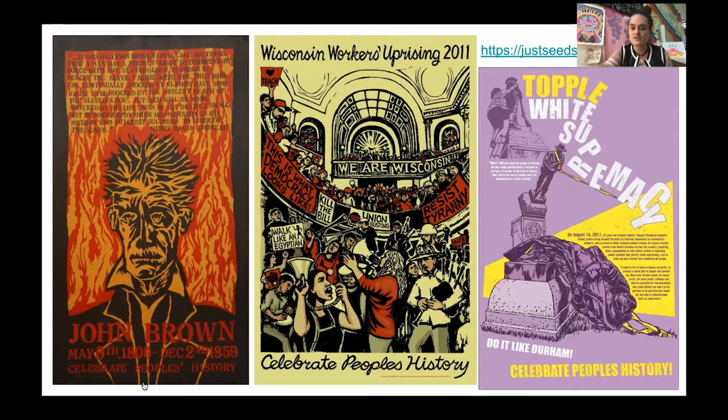Some artists choose to make their posters about a particular person, like this poster you see here of John Brown. And some artists might like to make their poster about an event in history, a movement in time, or something that's going on in the present. So you can see these posters here are representing two different times that happened, two different activist movements, right?